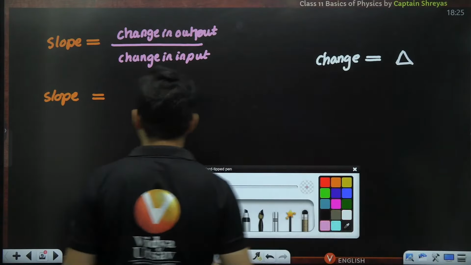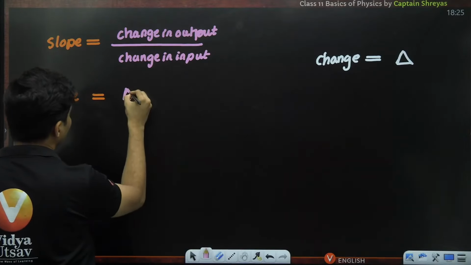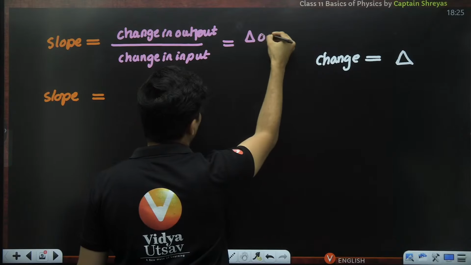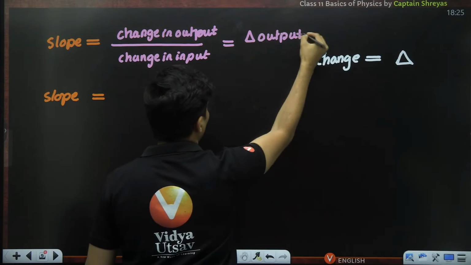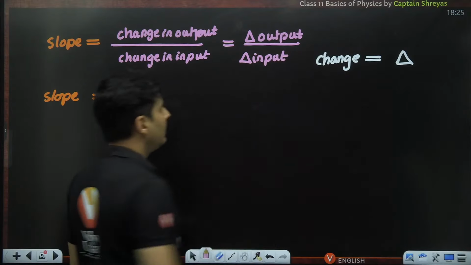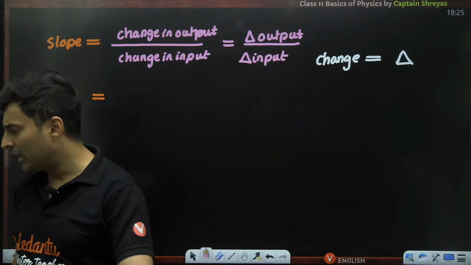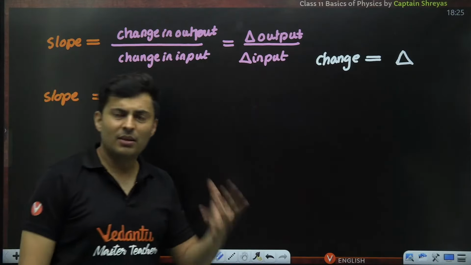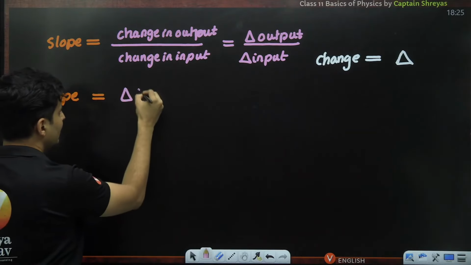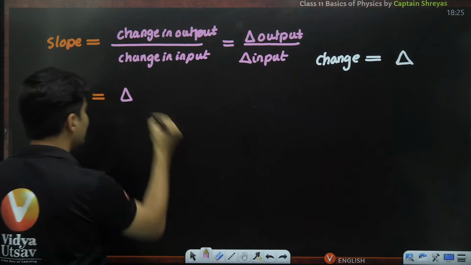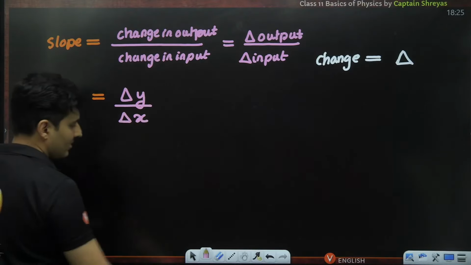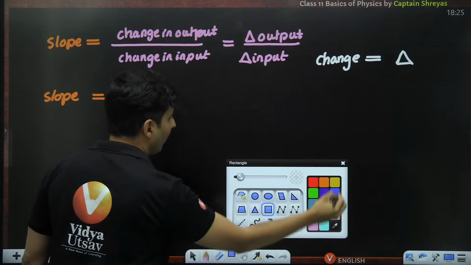So can I say it is nothing but delta of output upon delta of input, my dear students? Yes, perfect. But what is output usually? Yes, it is the y-axis. So I can say it is nothing but delta y by delta x. This is the formal way of writing it.